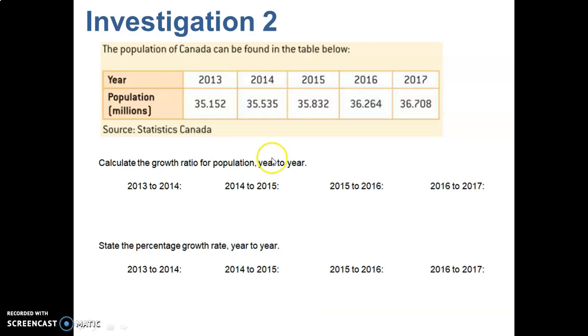To begin, we will do investigation number 2. In class, we looked at investigation 1, which helped us discover two formulas, and this second investigation will also help us discover a key formula in applied sequences. We are given a table of population, and this is the population of Canada. Oh wait, did we say Canada?